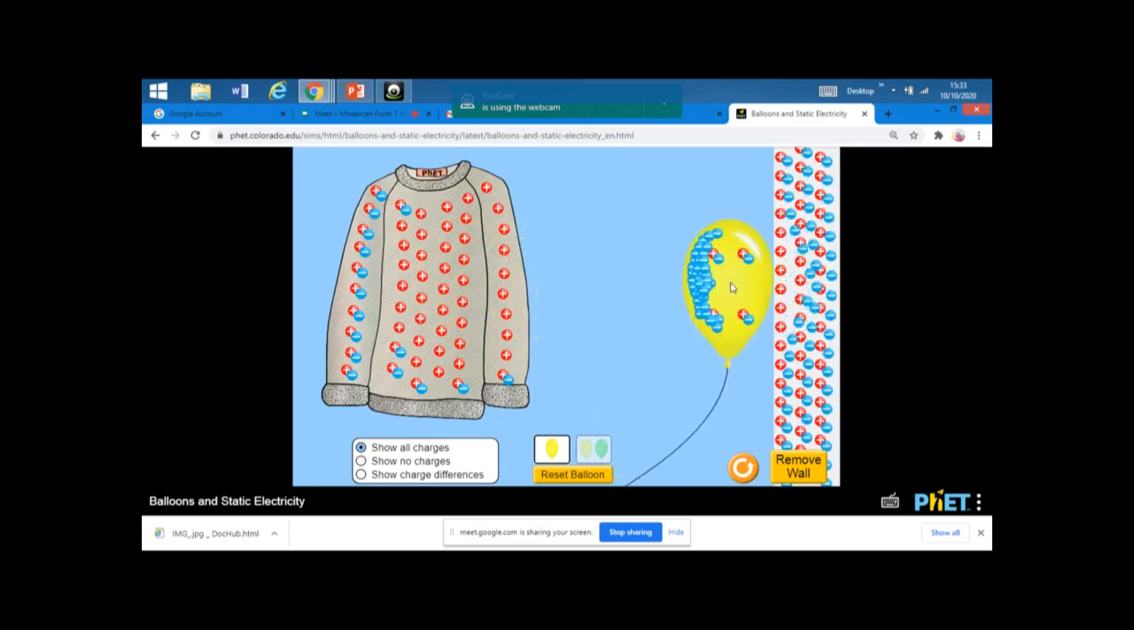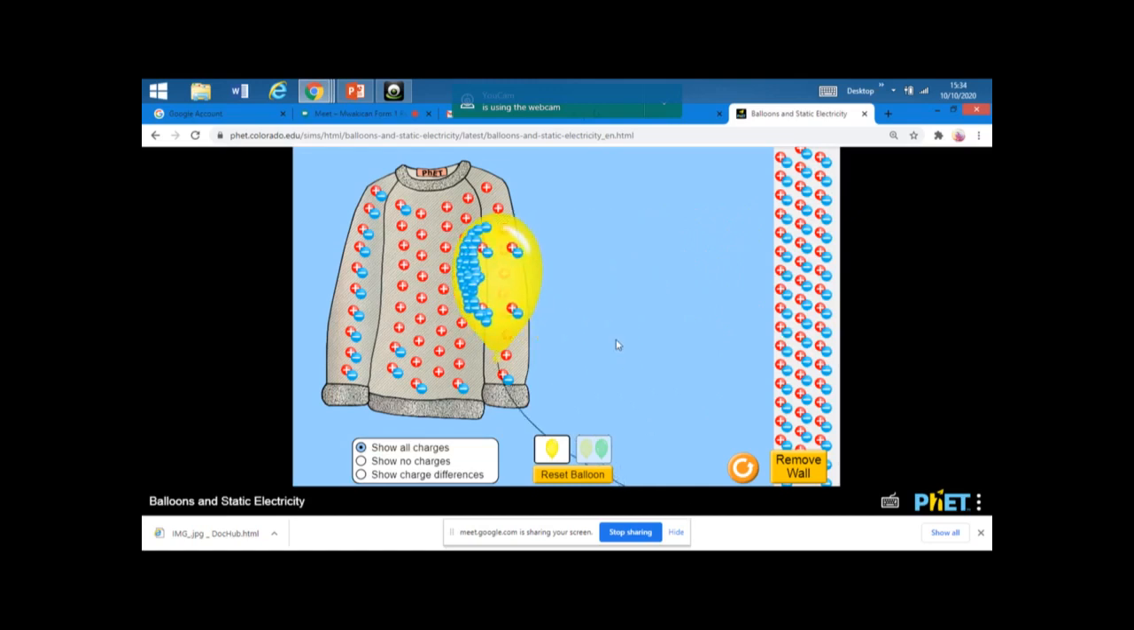Oh, here we are. What happens? Do you see that? What is happening? Look at the balloon. I brought it close to the wall and look at the wall. It's repelling. What is repelling? Positive or negative? Negative. The negatives are repelling each other. So what charge is on the balloon? Negative.